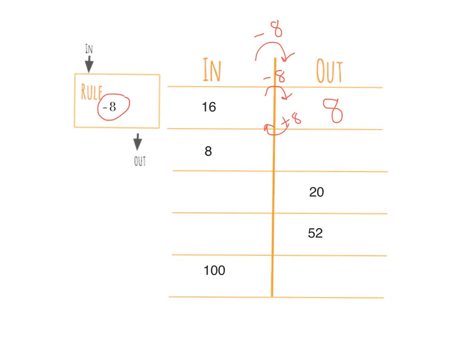So what we can do is 8 minus 8 is 0. All right, now we're missing our in, but we just have to do it in the reverse. So instead of doing -8, we'll do +8. So 20 + 8 is 28. Same with this one. 52 + 8 is 60.